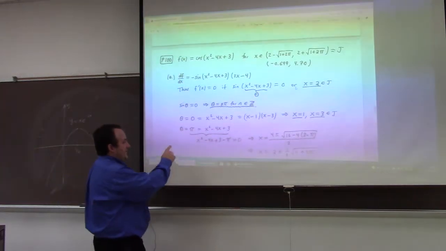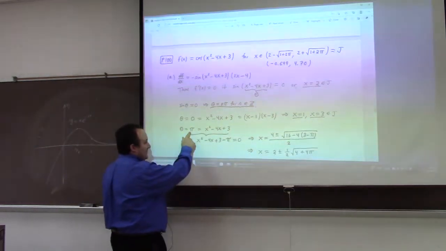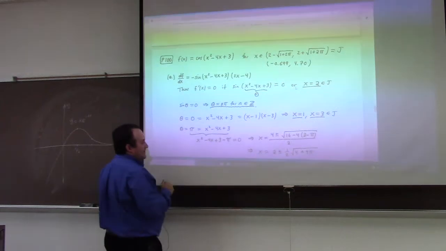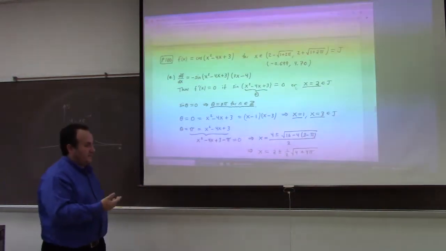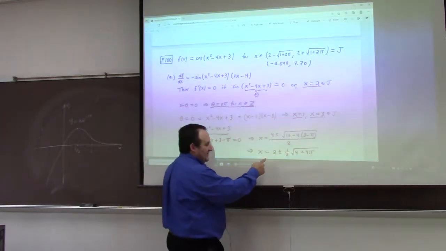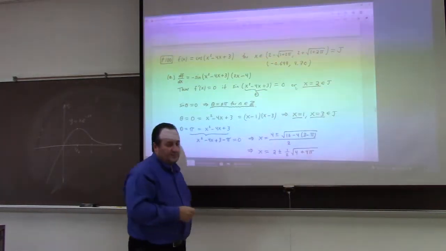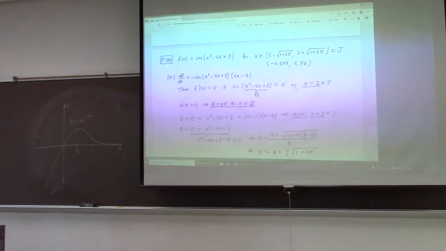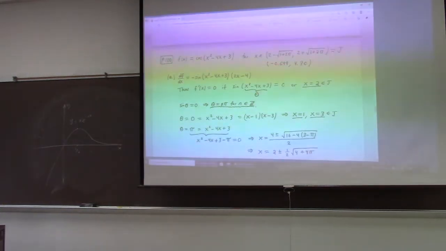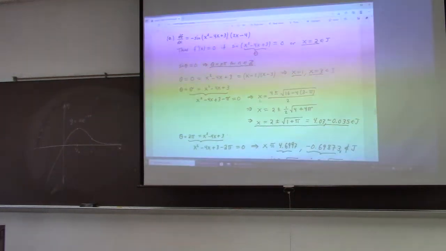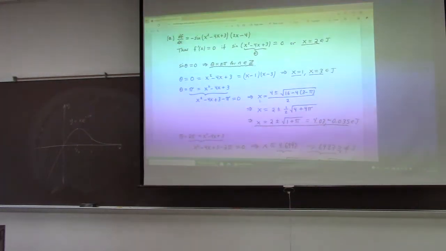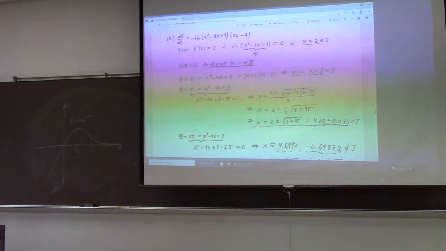Okay, so that's theta equals 0. Theta equals pi. Well, that gives me pi is equal to x squared minus 4x plus 3. Well, I'm going to use the quadratic formula to solve that. And the quadratic formula gives me 2 plus or minus 1/2 root 4 plus 4 pi. Of course, the 4 factors out to give you 2 there. So you get about 4.03 or minus 0.03. Again, those are in J. We got a couple more critical numbers.